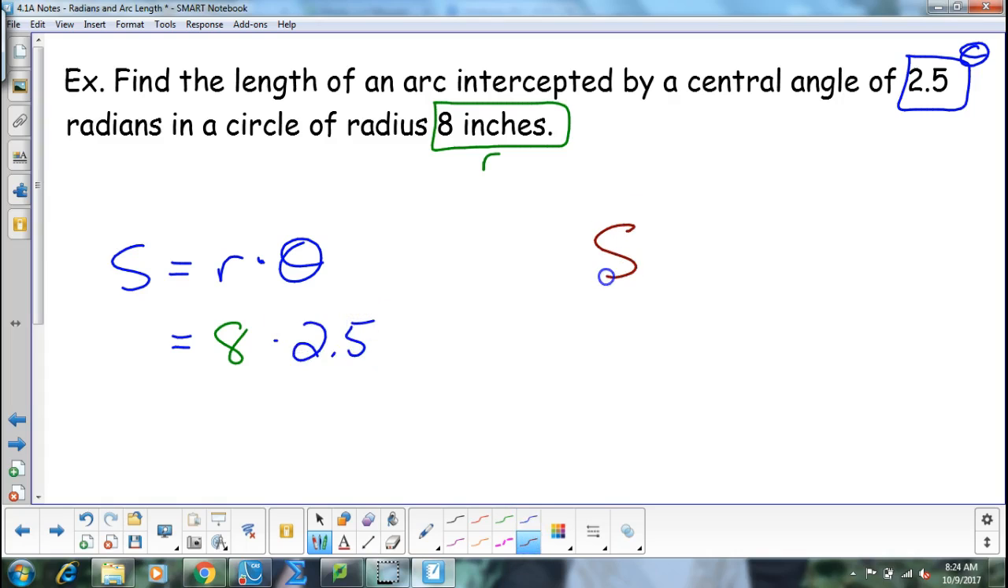So my arc length here is equal to 20 inches. 20 inches.